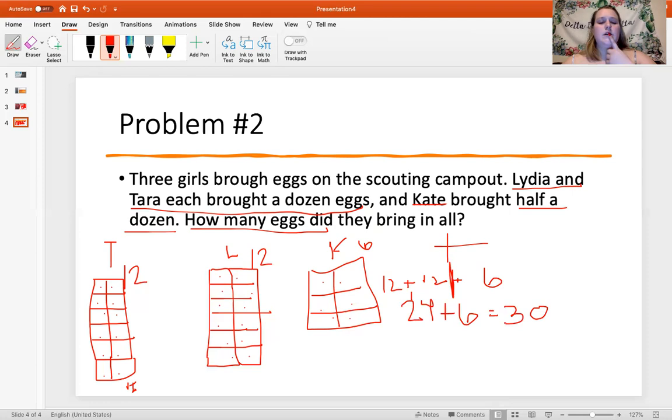And what are we looking at? What is our label here? We have 30 what? 3 girls brought eggs. I spelled brought wrong. I'm so sorry. BROUGHT. I'll fix that now. So they brought eggs.